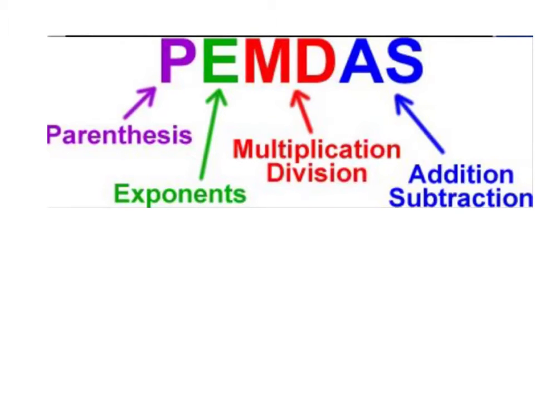Alright, here are your order of operations. First comes your parentheses, or sometimes you will actually hear me refer to it as grouping symbols. Okay, then your exponents. Then we have multiplication and division from left to right.